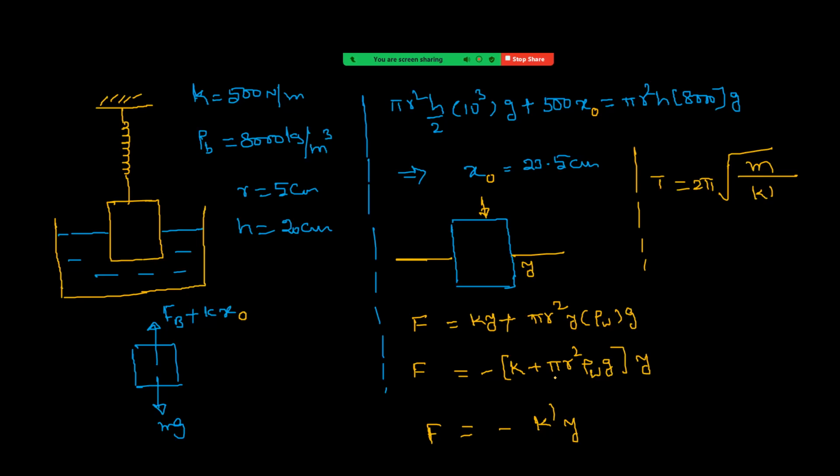Now the k value is given, the r value is given, and the density of water is known. Now we have to make the simplification. After simplifying, you are going to get approximately 0.93 second. I hope you can do the calculation part here. Let us see the next problem.